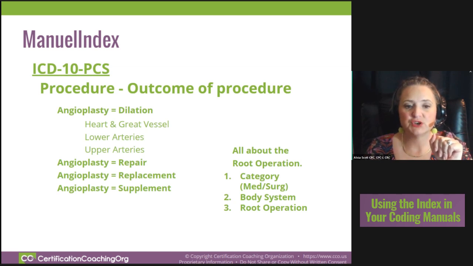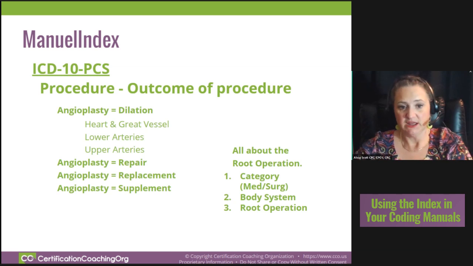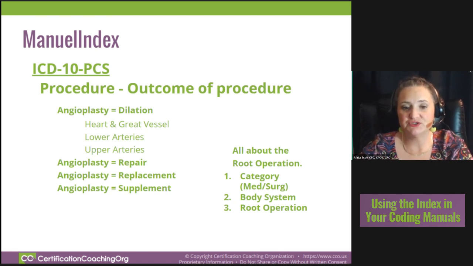And so angioplasty, what are we going to do? We need the outcome of the procedure. Are we going to do a dilation, repair, replacement, or supplement? Those are your choices. And then once you decide that, okay, we're going to do a repair, then you say, is it a great heart or great vessel? Is it lower extremities or upper extremities? All right. Then that's how you look it up in the index.